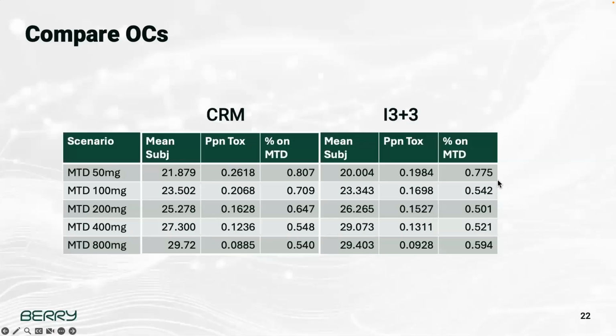So obviously at some point we're going to compare operating characteristics. This is the one before I started varying the CRM design, and you can see apart from the top scenario, it's doing better than the I3+3 on the MTD selection. It's very similar on the expected sample size, but it is seeing a little more toxicity than the I3+3. So it's obviously escalated a little bit more aggressively, and that might be a problem.